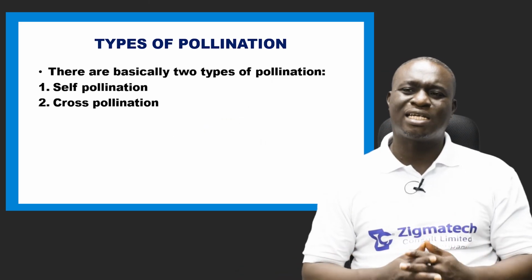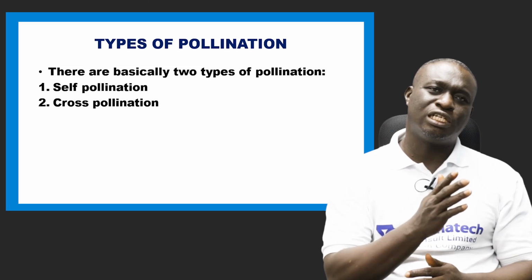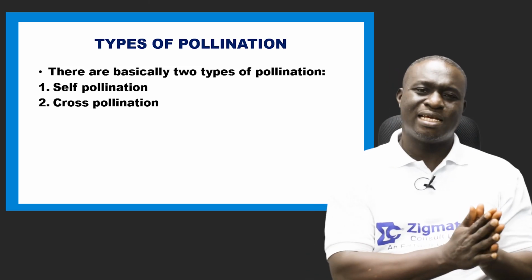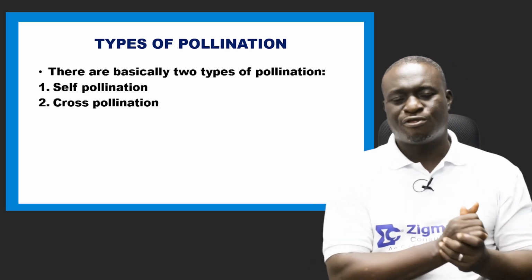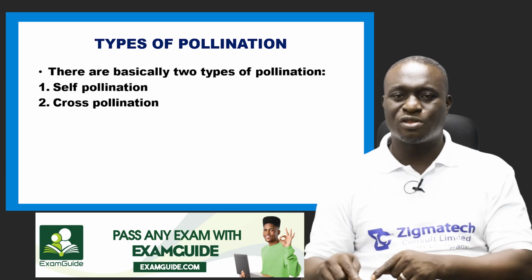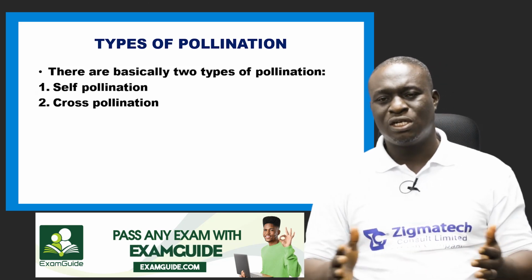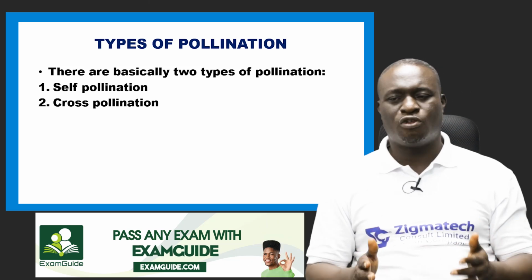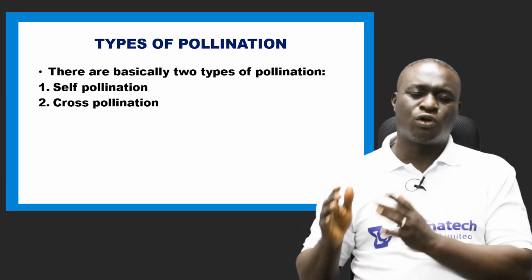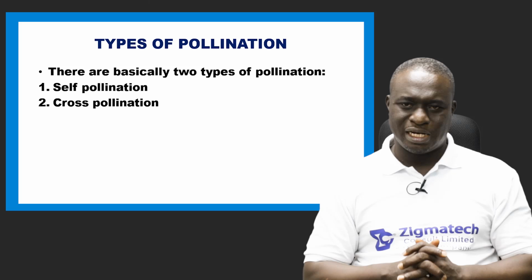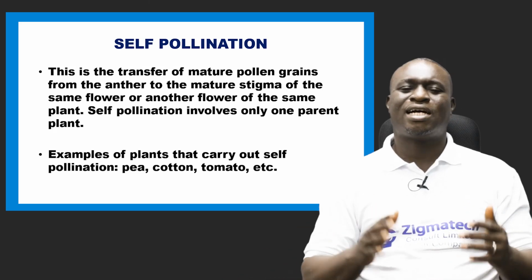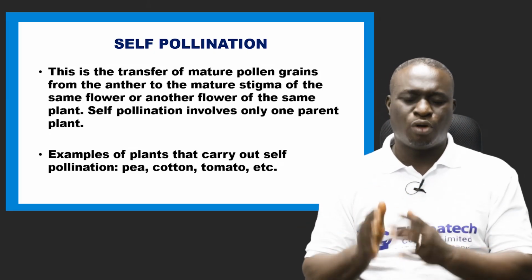Now, we have different types of pollination. Based on the definition we gave concerning pollination, we said it is the transfer of mature pollen grains from the anther to the mature stigma of the same flower or of another flower. So this definition gives us an idea of two types of pollination. We have what we call self-pollination, and then we also have what we call cross-pollination. We will be exploring these two types of pollination. Let's start with the first one, which is self-pollination.